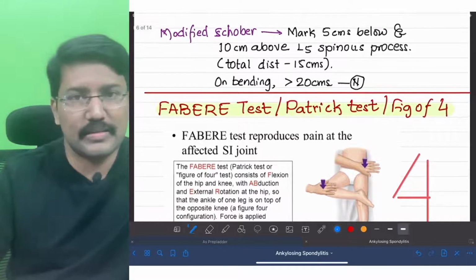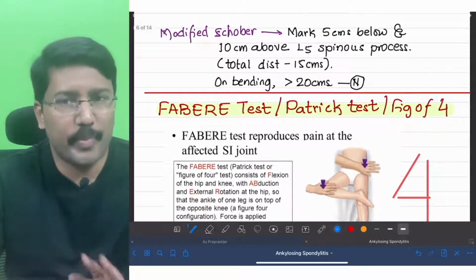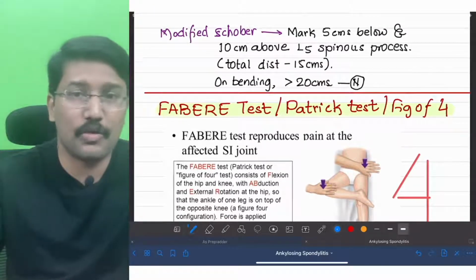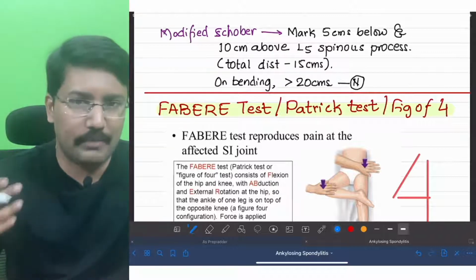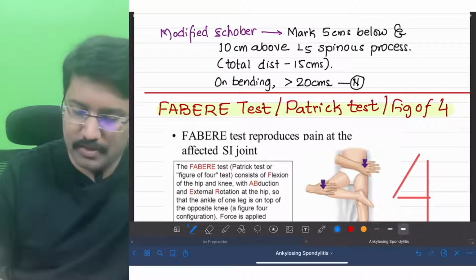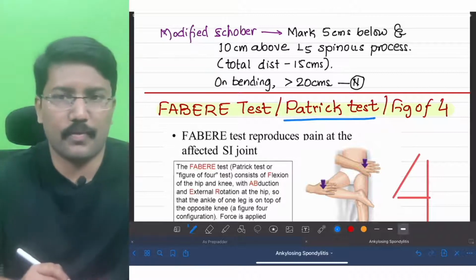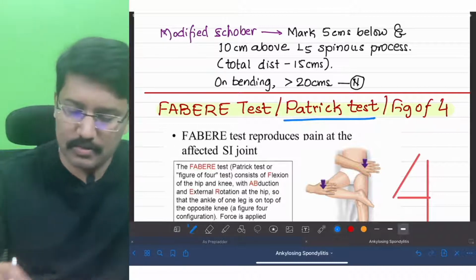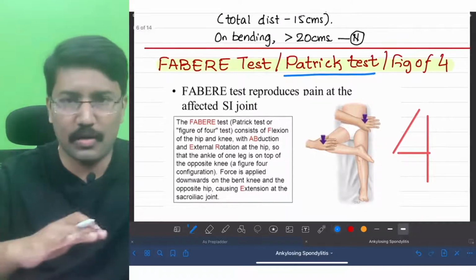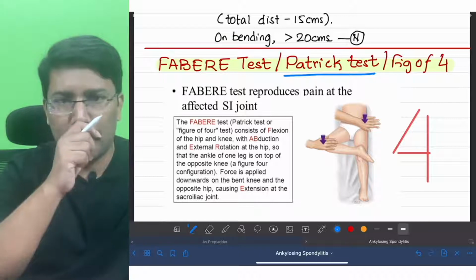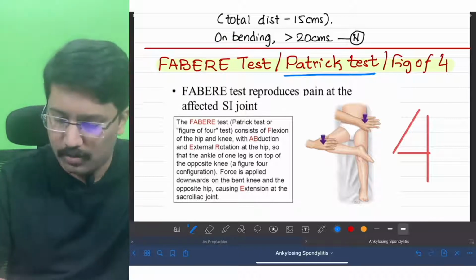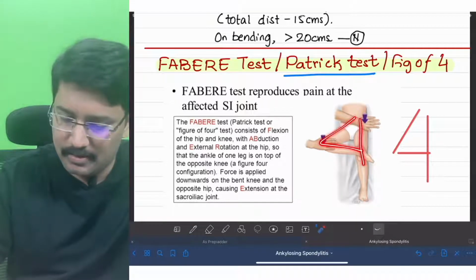The next test is the FABER test or Patrick test, also known as the figure of 4 test. FABER in itself is a mnemonic; the real name of this test is actually Patrick's test. What do we do in this test? We ask the patient to lie supine on a flat surface or on the examination table, and then we put the leg in the figure of 4 position, like you can see here.